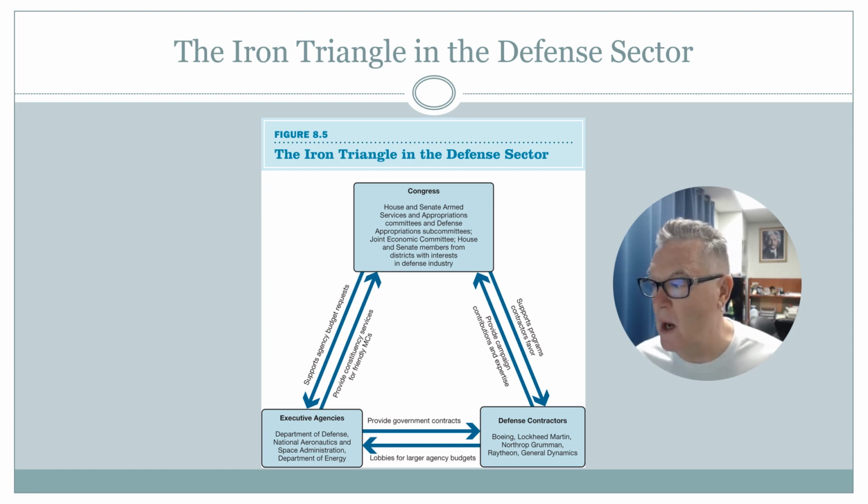You've got Boeing, Lockheed Martin, Northrop Grumman, Raytheon, General Dynamics. These are all major defense contractors. And again, each side of the triangle has something that the other group wants, right? And they're able to feed one another. And again, the problem is they're feeding at the public trough. These are taxpayer dollars, and they should be spent transparently, right?